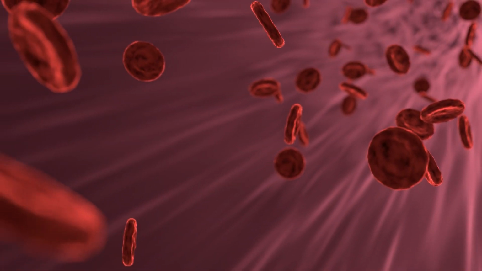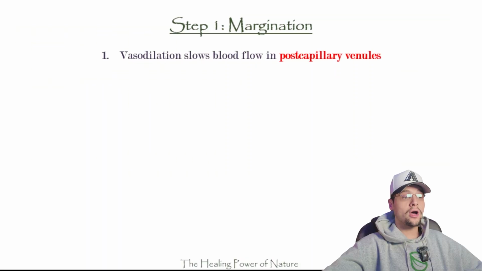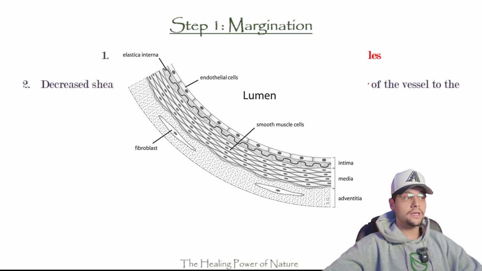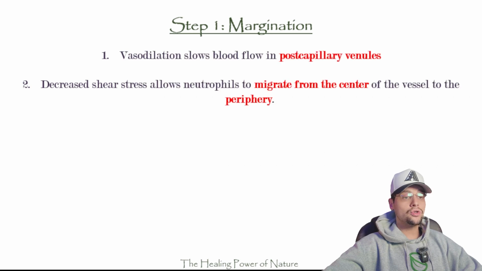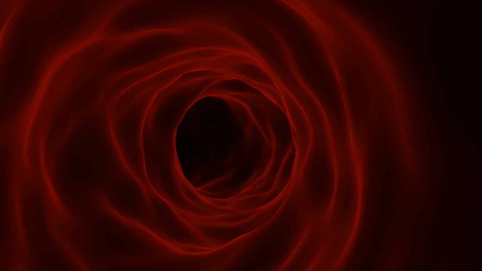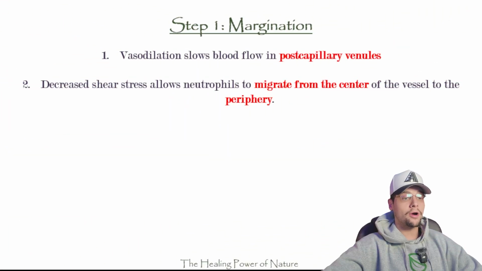Vasodilation is induced by inflammatory mediators, primarily histamine and prostaglandins like PGE2, PGI2, and PGD2, and also bradykinin. The slower blood flow creates stasis, which allows neutrophils to interact with the endothelium, or your blood vessels. Additionally, decreased shear stress allows neutrophils to migrate from the center of the vessel to the periphery. In normal laminar flow, red blood cells occupy the center, while smaller white blood cells like neutrophils are pushed towards the periphery. During inflammation, stasis allows neutrophils to move closer to the endothelial lining, a process known as margination.